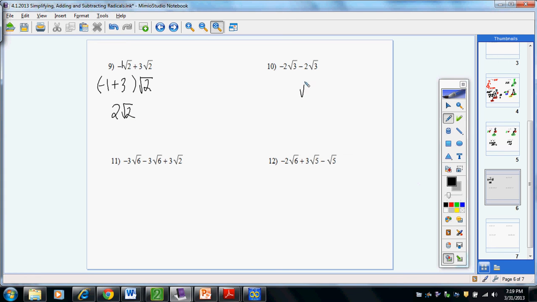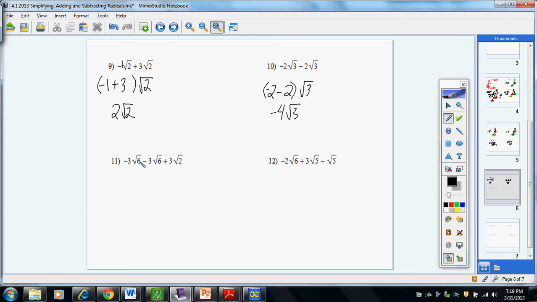Factor out the square root 3, since both of them have square root 3, and we're left with a -2 minus 2. -2 minus 2 is -4 square root 3.